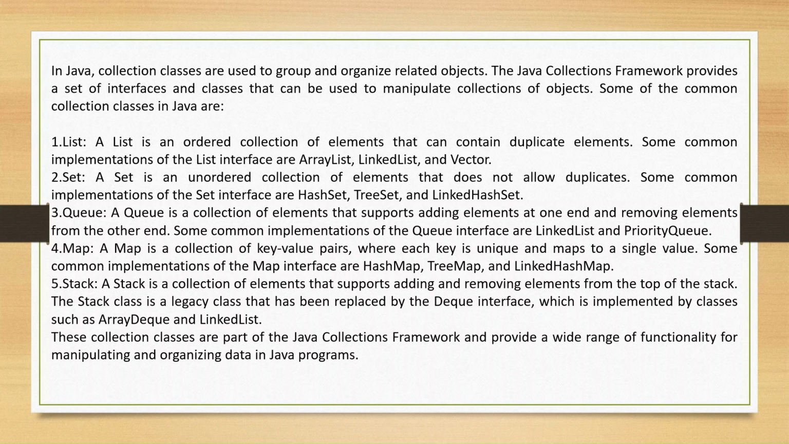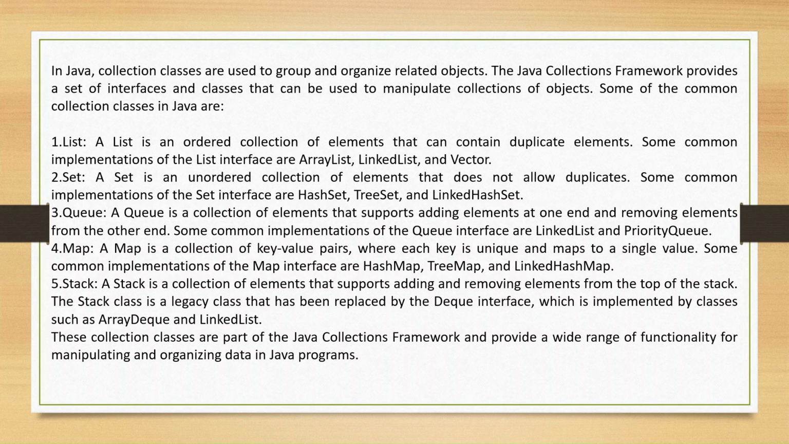Some of the common classes in Java are a list. A list is an ordered collection of elements that can contain duplicate elements. Some implementations of the list interface are array list, linked list, and vectors. Coming to set, set is an unordered collection of elements that does not allow any kind of duplicates. And some common implementations of the set interface are hash set, tree set, and linked hash set.